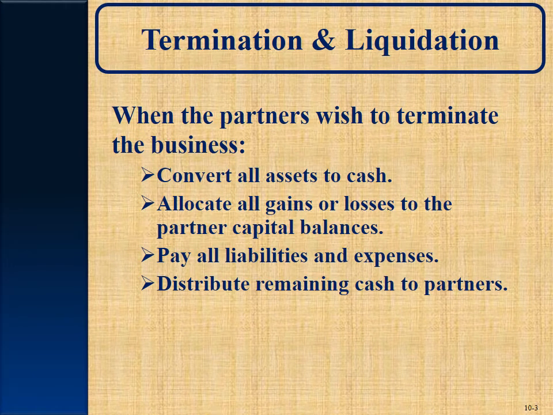So when the partners wish to terminate, what happens? Well, it's a normal liquidation. We convert all the assets to cash, so we sell them all off and make sure we have cash for all of them. Any gains or losses are allocated to the partners, and then we pay all the liabilities and expenses that are still out there and distribute any remaining cash to the partners. It's pretty straightforward in a normal liquidation that happens very quickly, but that's not the norm of business.